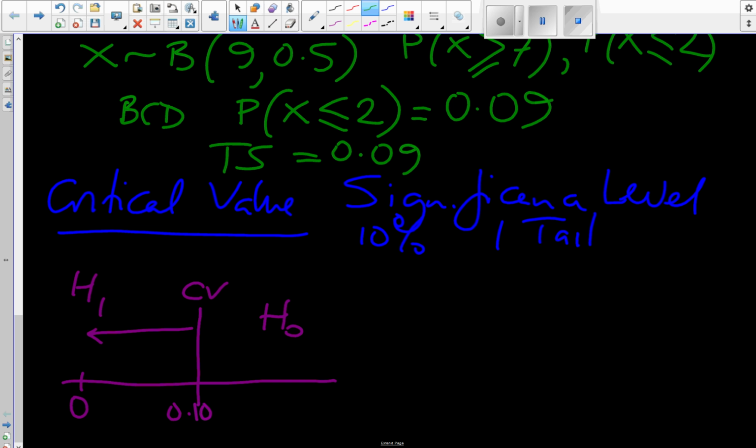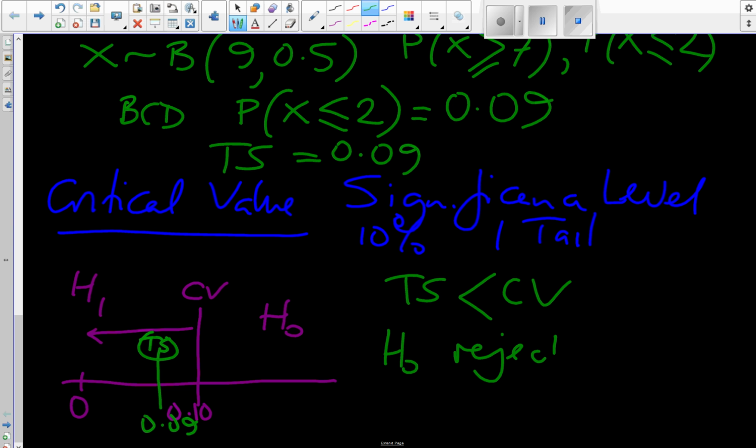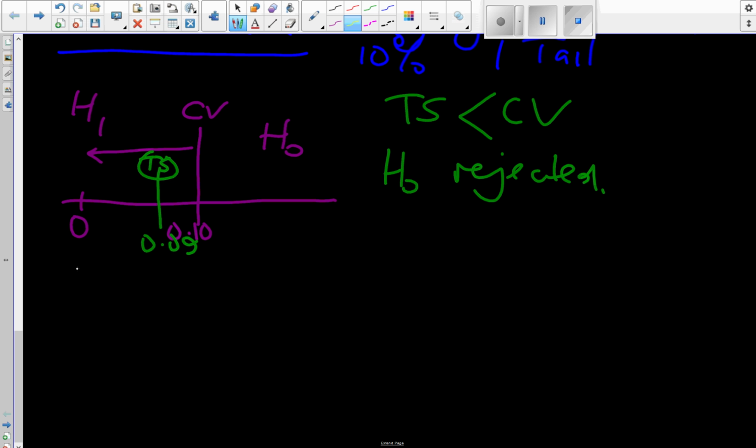Then we're going to put our test statistic on in the right place, and in this case it's going to be the 0.09 test statistic. So that's in our critical region. So what we've got to do to get the mark scheme is write that the test statistic is less than the critical value and that H0 is rejected. So now we've reached a conclusion. We've only got one thing left to do on a case like this, and that is to complete our context statement.